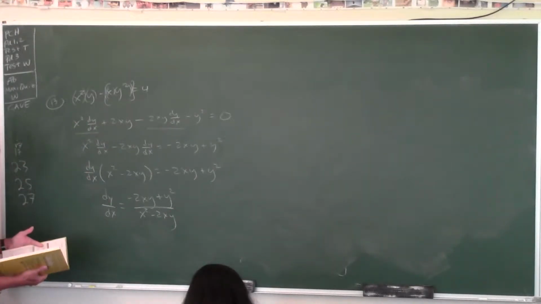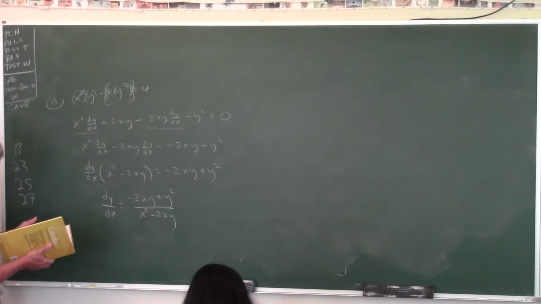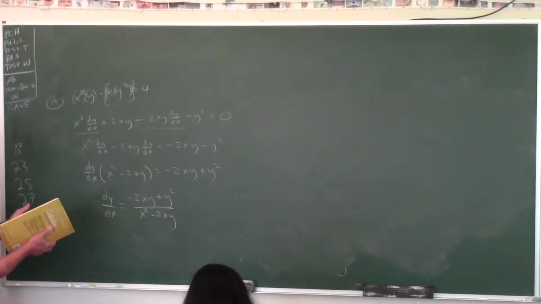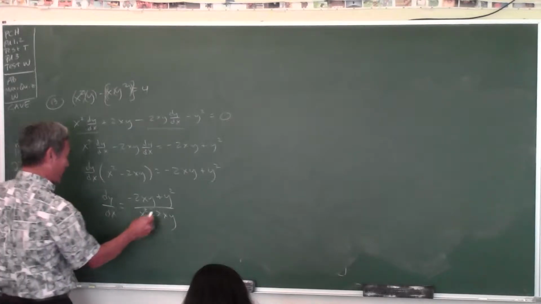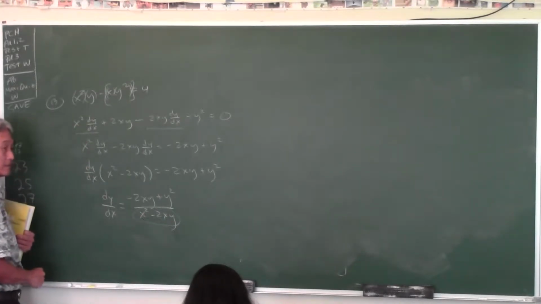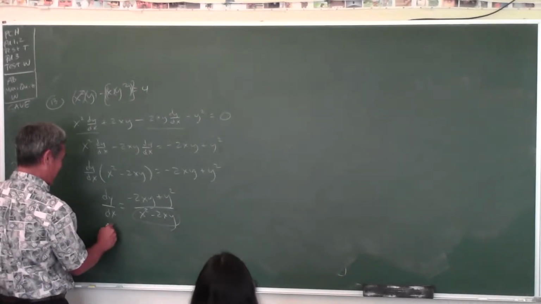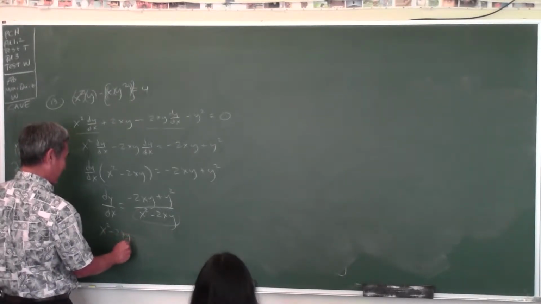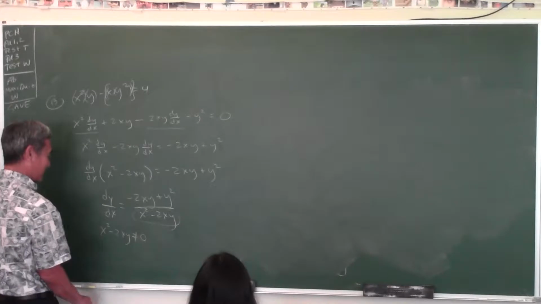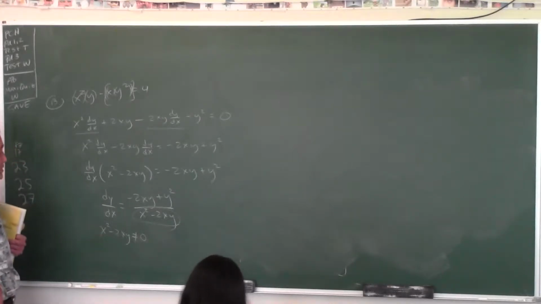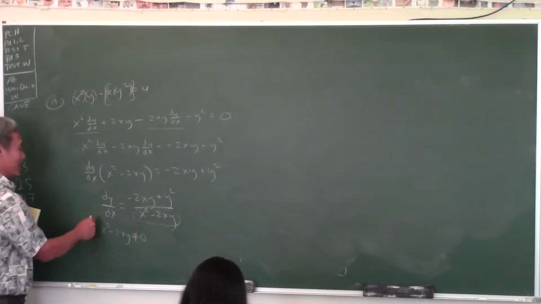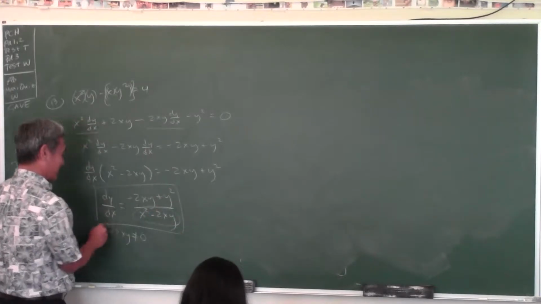All right, now I forget the question already. Find where the slope is defined. Well, it's defined everywhere except when the denominator is 0, right? So I guess all you have to say is x squared minus 2xy cannot equal 0. I don't like that question. Just compute the derivative, good enough for me. Right there.